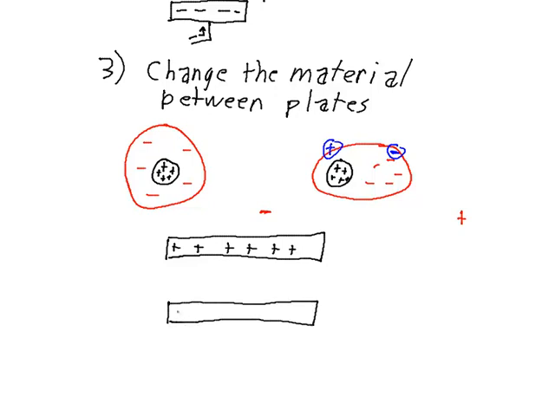Here are my two plates. One's the positive and one's the negative, with an equal number of positive as negative charges, and I've got these molecules in here. There are going to be lots and lots of molecules, but I'll just draw a few for representation. They're going to be polarized, so that this side will be more negative and this side will be more positive.